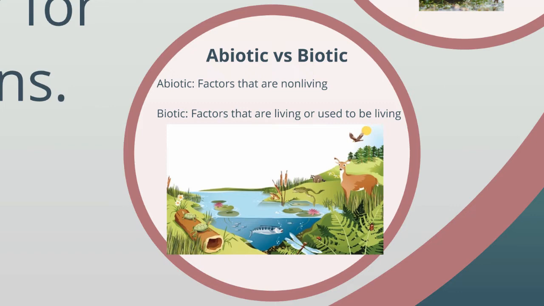Any of the animals in this picture are biotic. So the deer, the raccoon, the frog, the turtles, those insects, the plants, the trees, the reeds, the lily pads, the fish, those are all biotic, sorry. Biotic examples, things that are living.